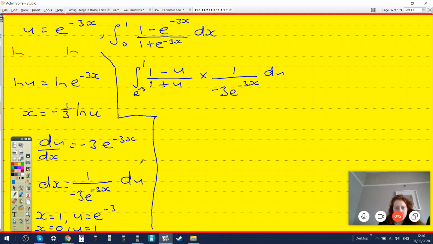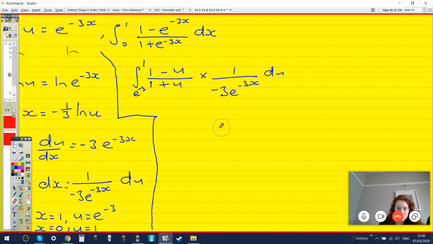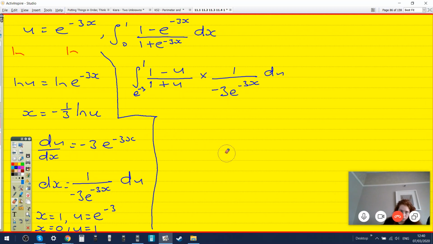Can we times out the fractions? Yep. Before you do that, we have an x. We should just have u's. So then we can put in minus a third ln u. What is e to the minus 3x the same as? Oh, u. So it's minus 3u.